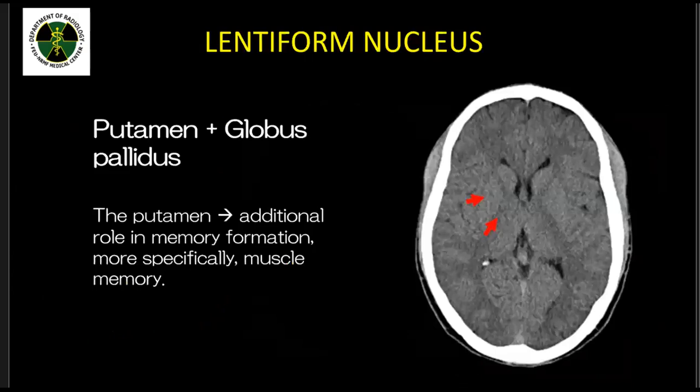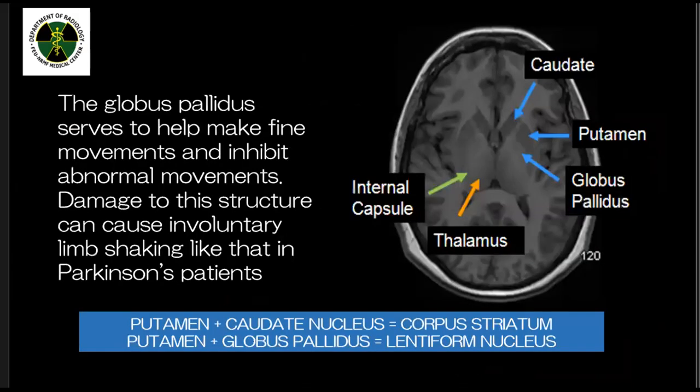So the lentiform nucleus consists of the putamen and the globus pallidus. The putamen has an additional role in memory formation, more specifically muscle memory. So remember, putamen plus caudate nucleus is the corpus striatum. Putamen plus globus pallidus is the lentiform nucleus.